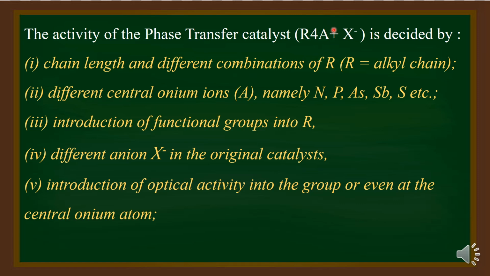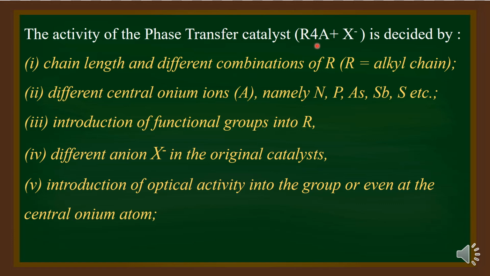The A+, the central atom, in quaternary ammonium ion it is nitrogen, and there are other phase transfer catalysts where the central atom is different, like phosphorus, arsenic, antimony or sulfur. So even the nature of the central atom that is present here is deciding the catalytic property of this molecule. And then the introduction of some functional groups into this group R is another important factor that is deciding the catalytic activity of the phase transfer catalyst.